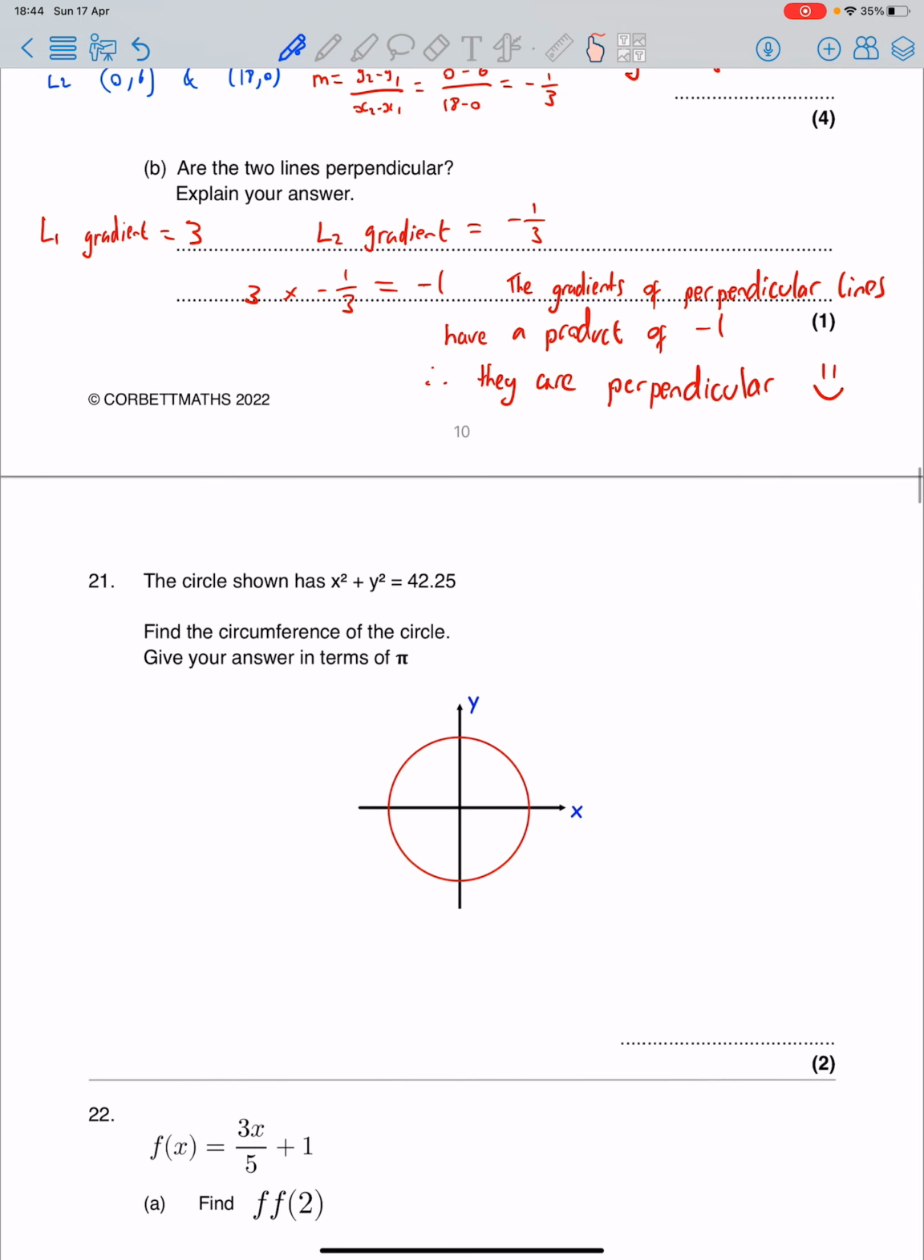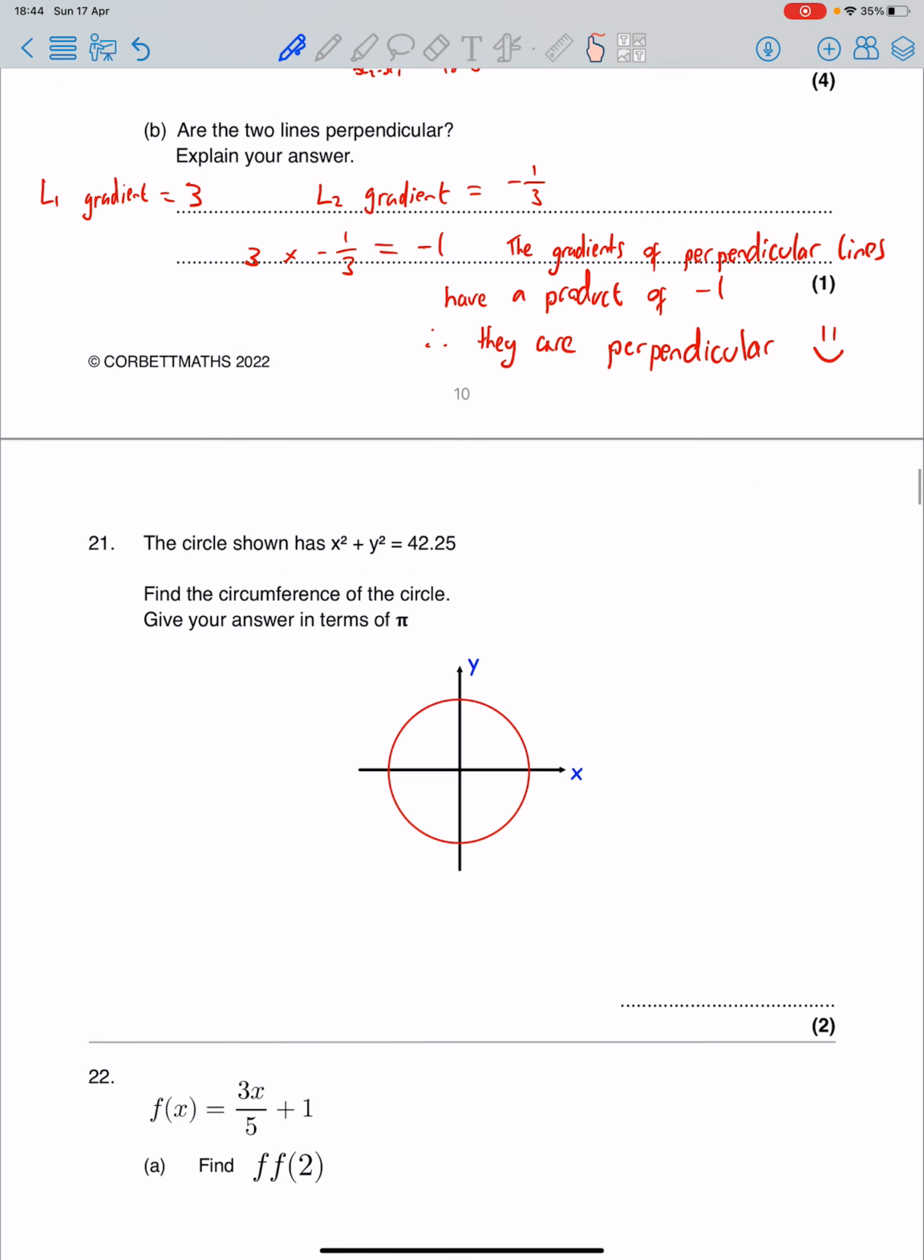Right, next question. The circle has equation x squared plus y squared equals 42.25. Find the circumference of the circle. Give your answer in terms of pi. Well, the circle equation is always of the form x squared plus y squared, for these kinds of circles anyway, with center (0, 0), equal to r squared. So essentially, we know that r squared equals 42.25. Now, this is a calculator paper, so we can just square root this with our calculators. If it were a non-calculator paper and they expected you to do this, it is still possible.